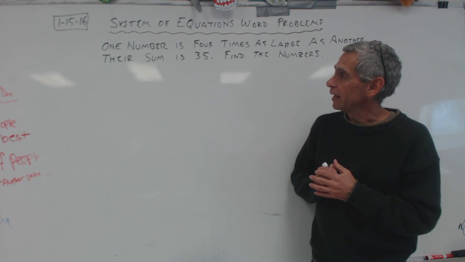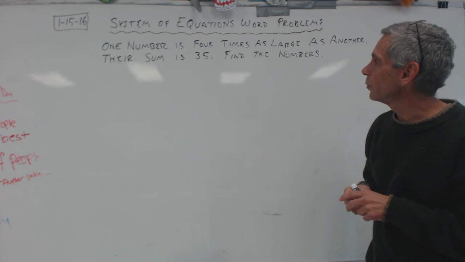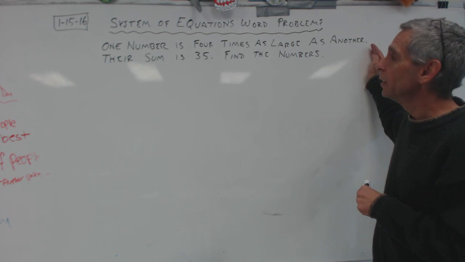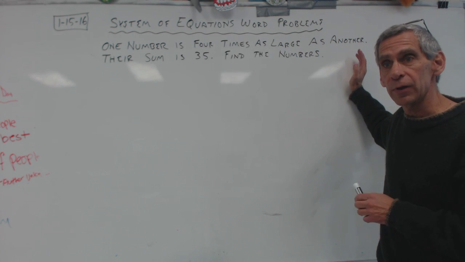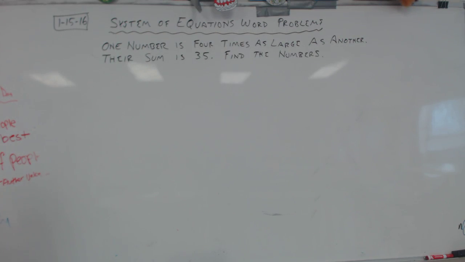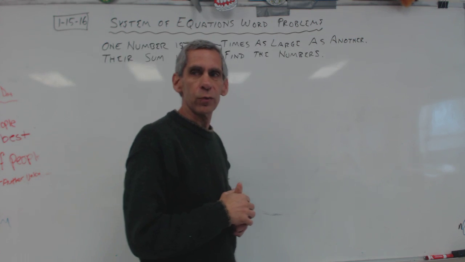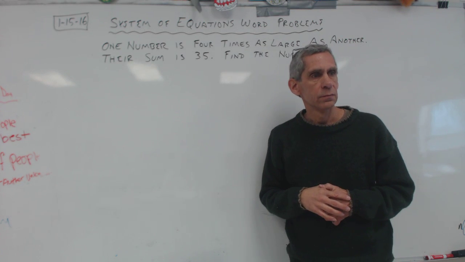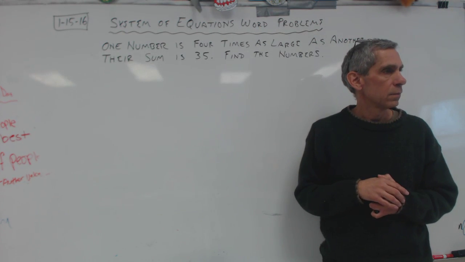And so, in this particular case, let's look at this word problem. It says one number is 4 times as large as another. I'm not going to keep reading. I'm going to stop right there, one sentence at a time, okay? One number is 4 times as large as another. How many numbers are we talking about?